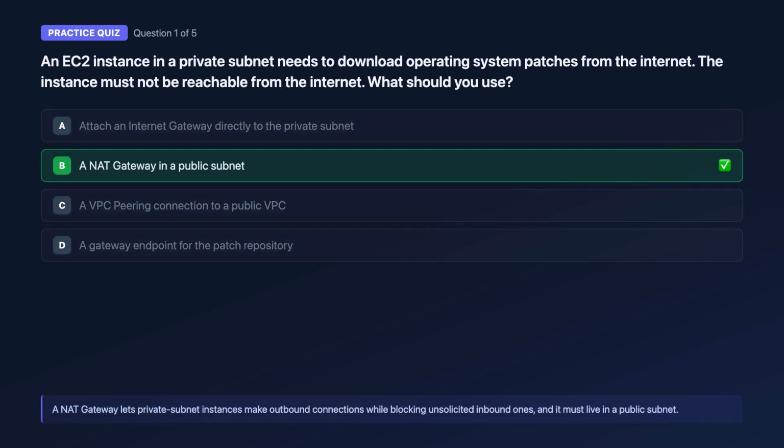This one is B. A NAT gateway gives private subnet instances outbound-only internet access, and it sits in a public subnet. Attaching an internet gateway to the subnet would make it public and break the no inbound requirement, and gateway endpoints only serve S3 and DynamoDB, not a general patch repository.